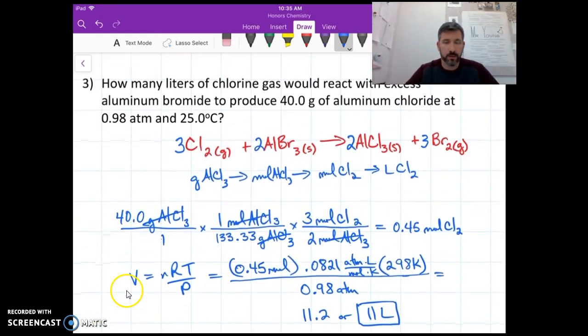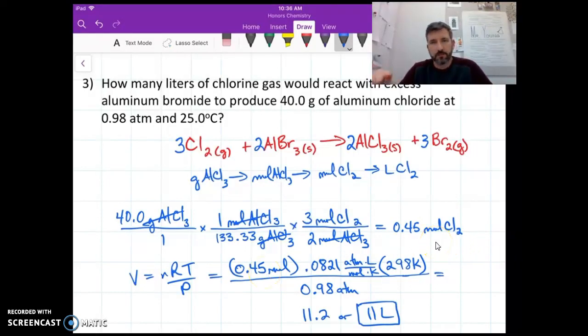A couple of quick reminders here. First of all, it didn't say anything about collecting it by water displacement, so we don't have to worry about subtracting a partial pressure or anything like that. Also, notice when I have these intermediate answers like 0.45 moles of Cl2, I usually want to keep one more sig fig than we're going to need in our final answer, which ordinarily would be at least 3 sig figs if I'm going to have 2 in my final answer, because we don't want to round too much here because it might affect our answer when we plug it in.